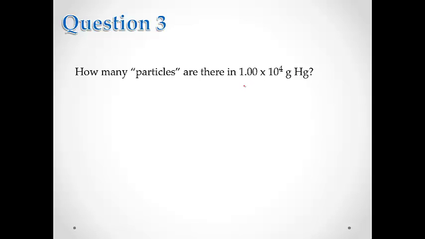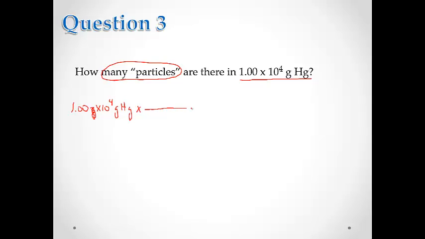Question 3, again another particles one. So circling that, that's what I'm looking for. But in this case, I'm starting off in the grams. So this is one of those 2-step problems. So I got 1.00 times 10 to the 4th grams of the mercury.